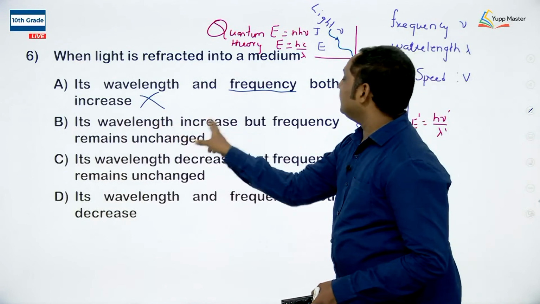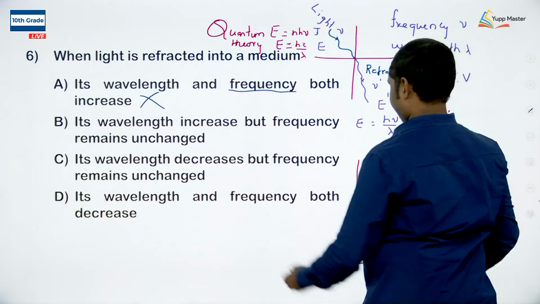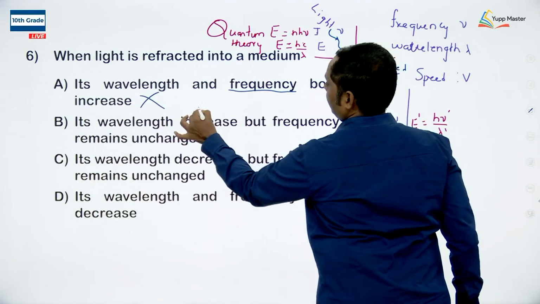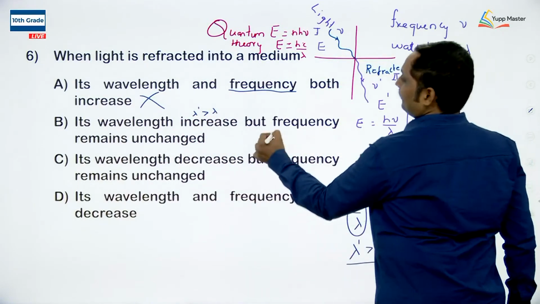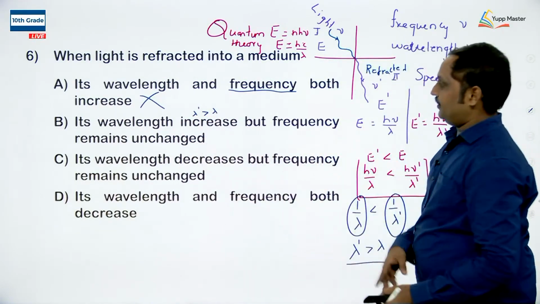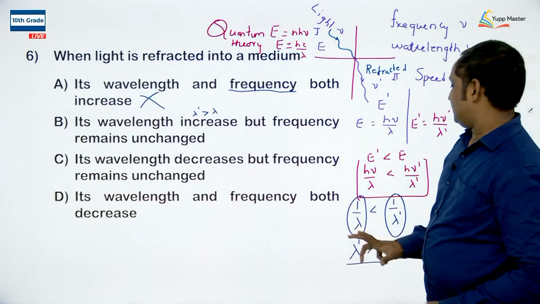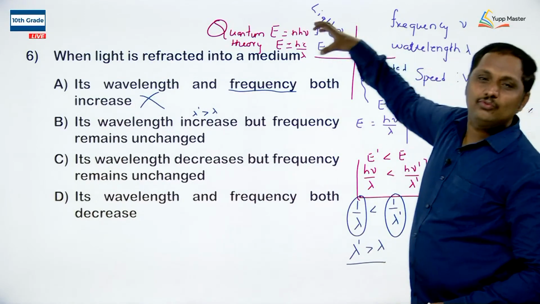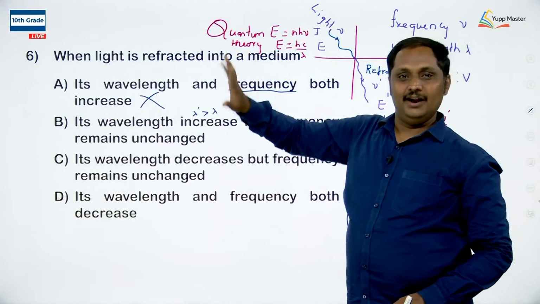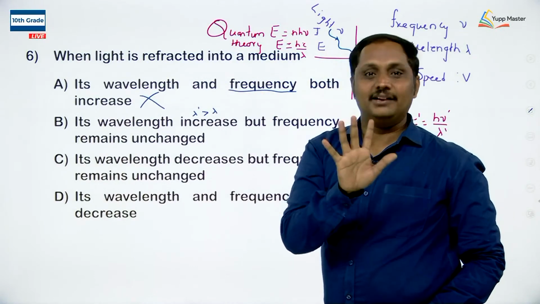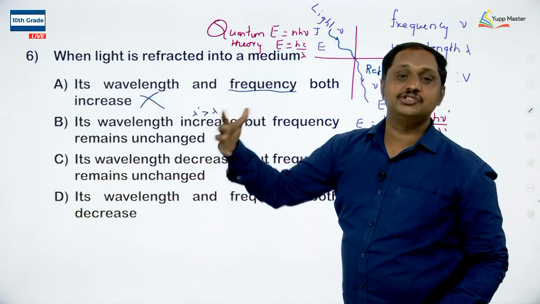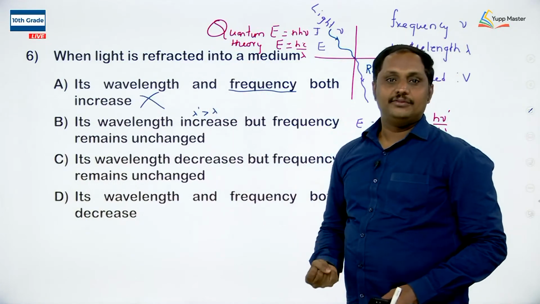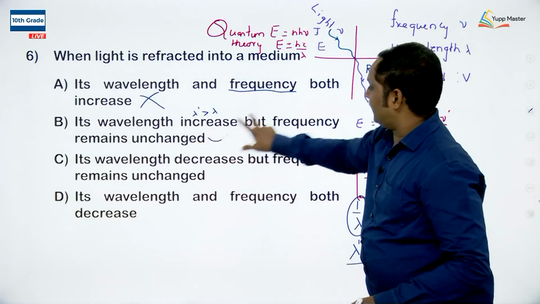Its wavelength increases, that is very clear, lambda dash is going to be lambda, we have obtained, but the frequency remains unchanged. It is very good. It depends on the source of the light only, it does not change. Why does the frequency not change? Because it depends on the source of the light which generates the light rays, right. This is correct.